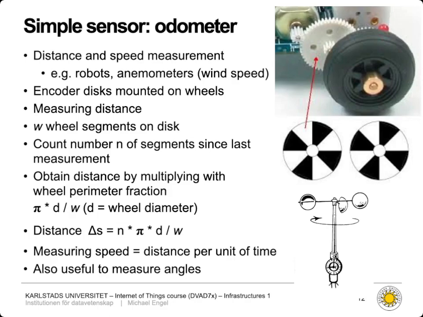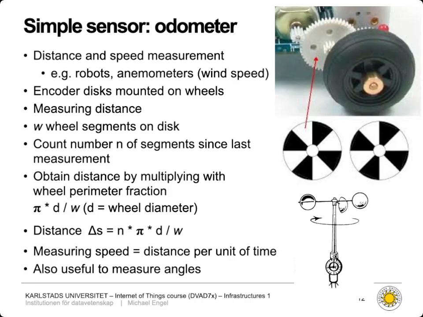So here we have a very simple sensor, which is a so-called odometer. This can be used for measuring distance and speeds. We have used it in the robot you see on top here, but you can also use it, for example, if you want to have an IoT device that analyzes current weather conditions in a so-called anemometer, a device measuring the wind speed, as we show on the lower right-hand side here. So this is very simple. What you do is you mount a so-called encoder disk. This is a disk you see in the middle on the wheels, or on a cog attached to a wheel.